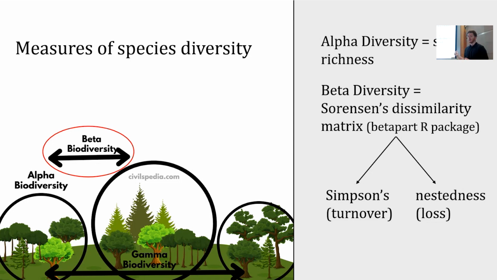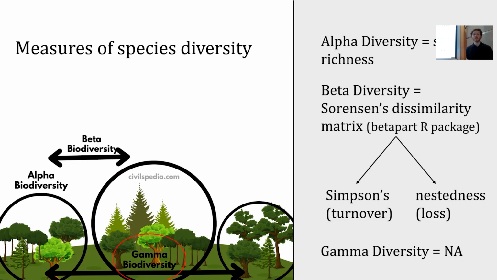And then you also have nestedness, which is a measure of species loss. So again, one site with species A, B, and C, and another with just A and B, that difference would be captured within nestedness. And then finally, you do have gamma diversity, which is the diversity across the entire landscape. And I'm not looking at that because then I wouldn't be able to differentiate the influence of beaver and muskrat.